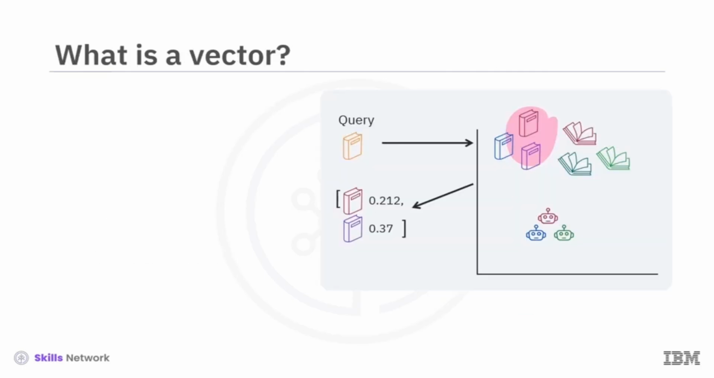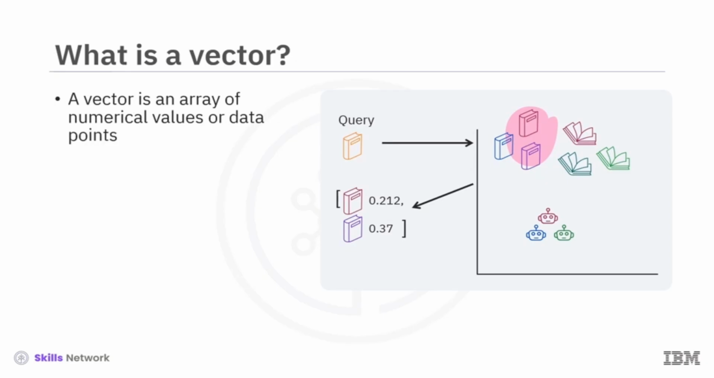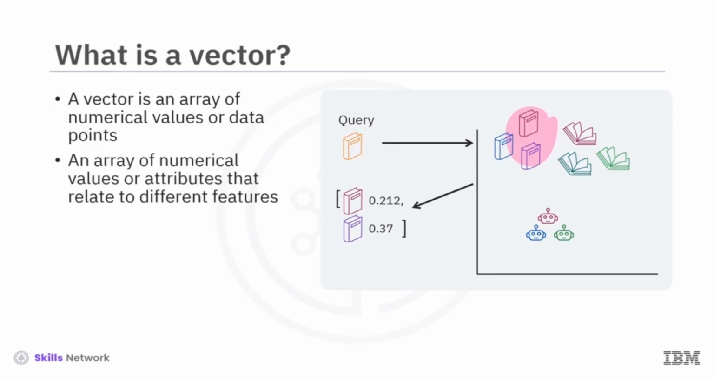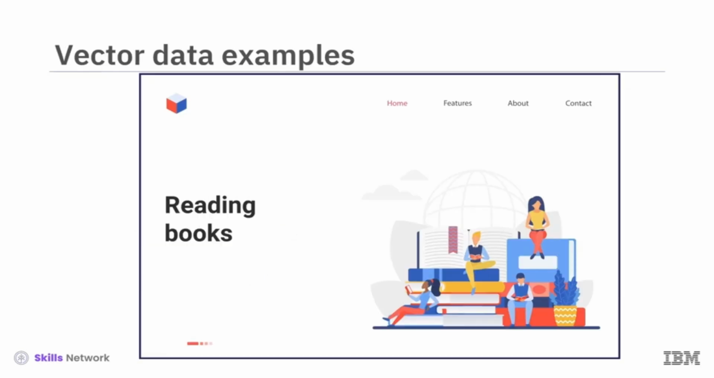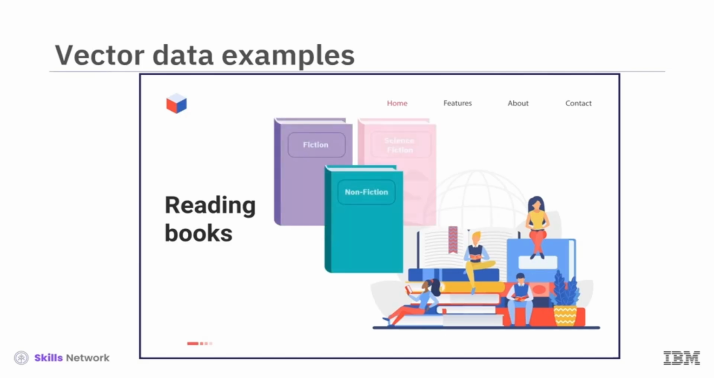A vector in a vector database is a mathematical way to show data points in a place with more than one dimension. A vector, an array of numerical values that relate to different features or attributes of the data, is used to show each data point. Each numerical point is a dimension. For example, suppose you are looking for books on an online platform. The platform contains multiple books or novels based on fiction, nonfiction, and science fiction. Now, see how you can represent these books in terms of vectors.